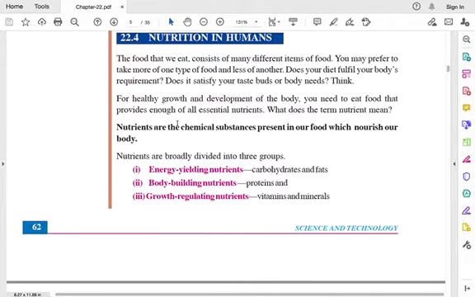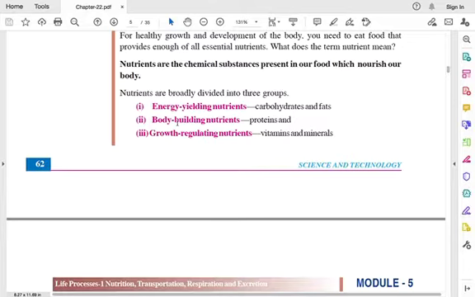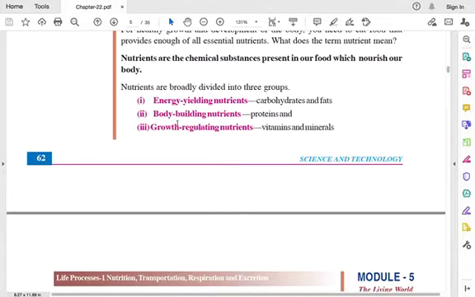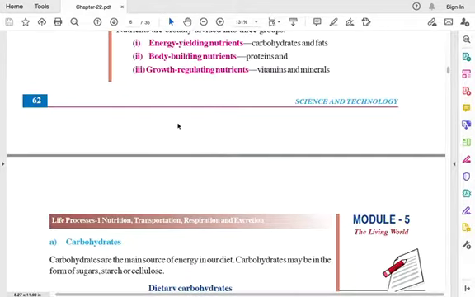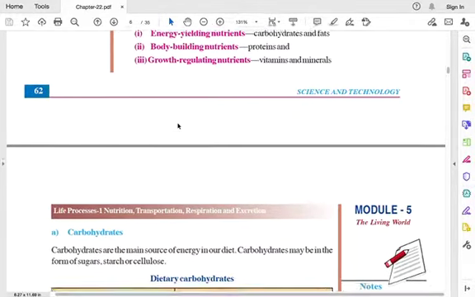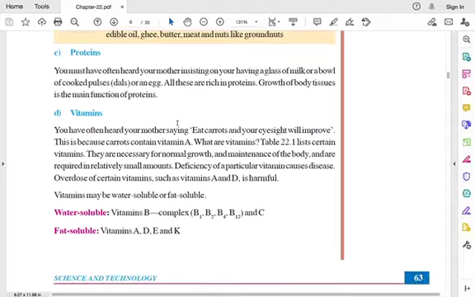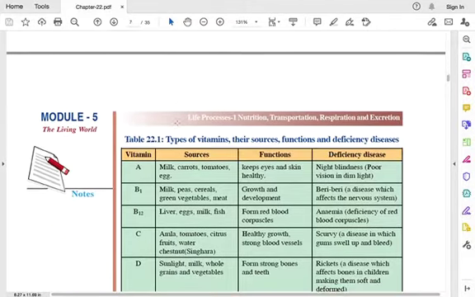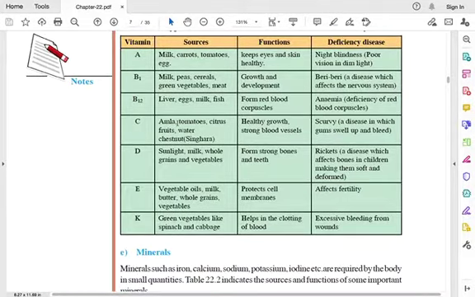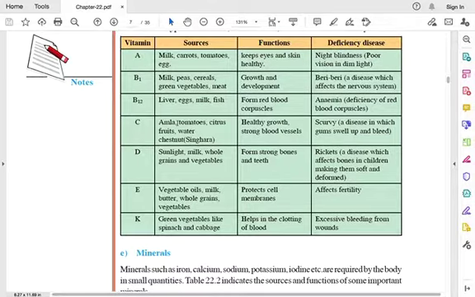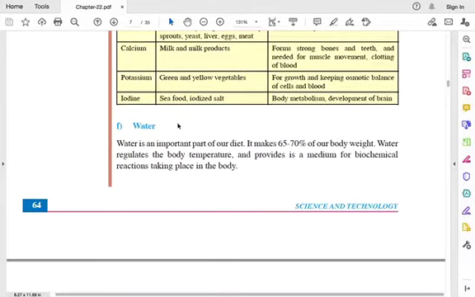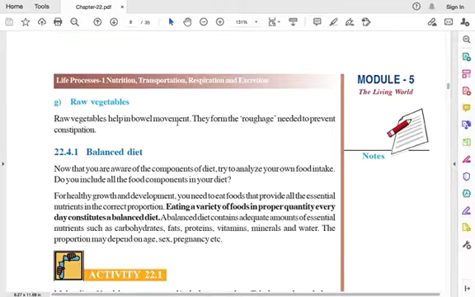Then we saw about nutrition in humans. We saw about carbohydrates and fats, they are energy yielding. Then you have bodybuilding nutrients, proteins, and there are some growth regulating nutrients like vitamins and minerals. We saw all of this in detail. So if you have any doubt, you go through the videos, inshallah. Or if you have any doubts, you can also ask me.